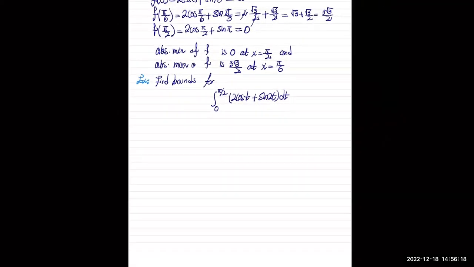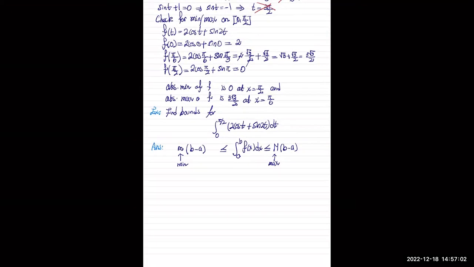Okay, so again, all you have to do, remember that if you have a continuous function from a to b, the integral of that function from a to b is always between the minimum, little m, times the length of the interval, and the maximum times the length of the interval. Absolute min, capital M, absolute max.